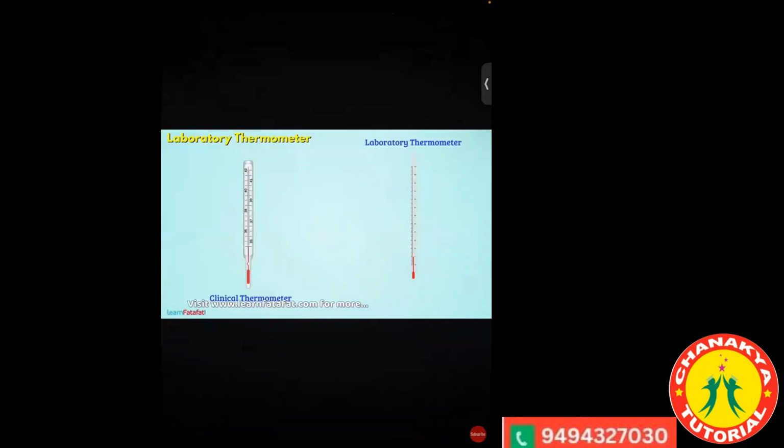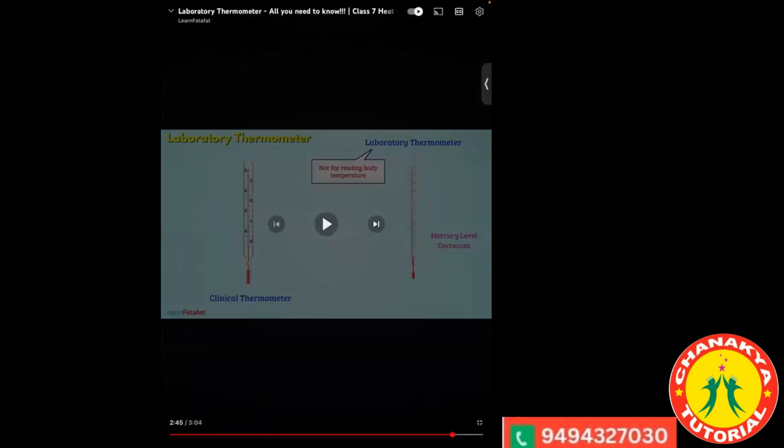Remember, we cannot use laboratory thermometer for reading body temperature. It is because of the same reason. That is, until we read the temperature, the mercury level decreases. So if we try to use this laboratory thermometer for our body temperature, the same thing happens. For example, I have kept this thermometer under my tongue. Then if I want to see the temperature, I will take the thermometer out. As soon as I take the thermometer out, the reading will change, will fall down. That is why we should not use the laboratory thermometer for the body temperature.